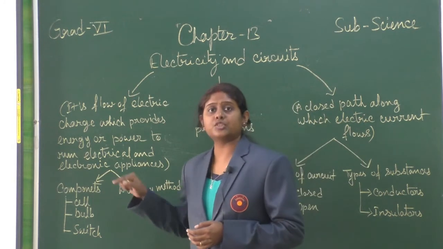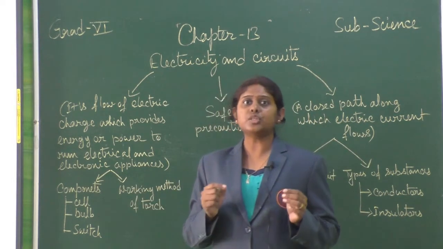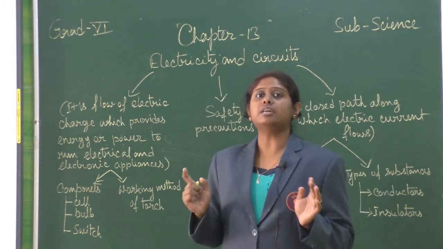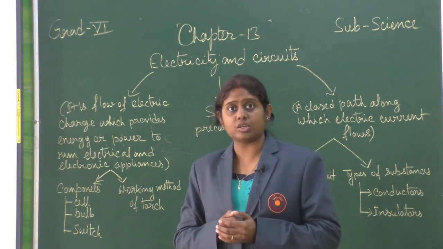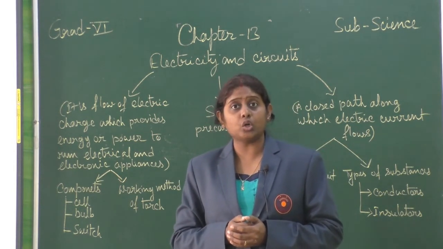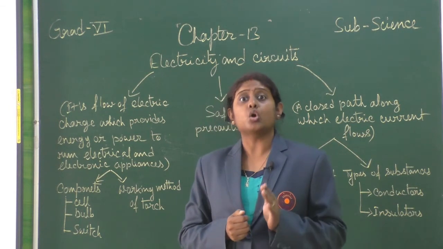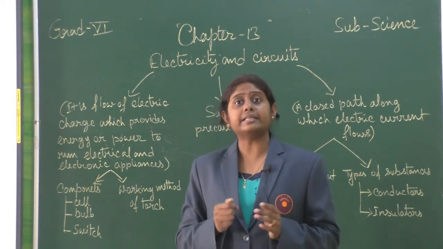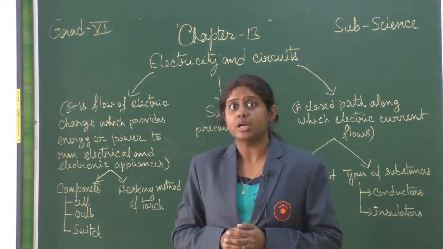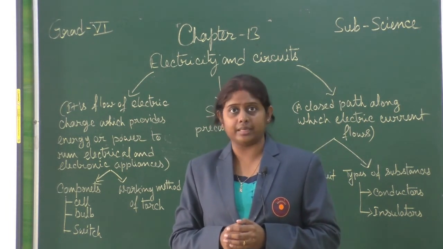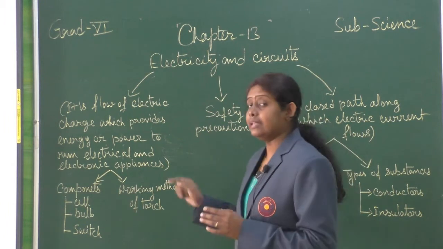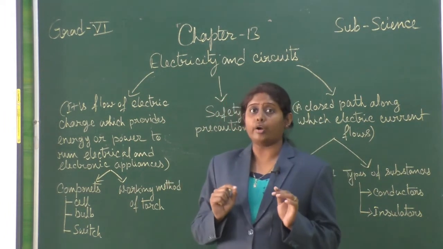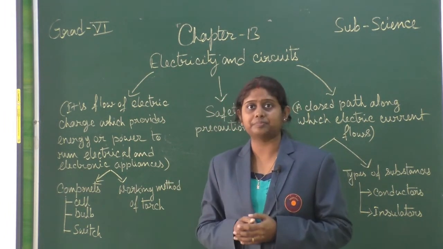Next is the electric bulb. The electric bulb is covered by a transparent glass cover and it encloses a thin coiled metal wire called the filament, which is connected to the metal base called the terminal. When this filament gets hot, it glows and gives light.